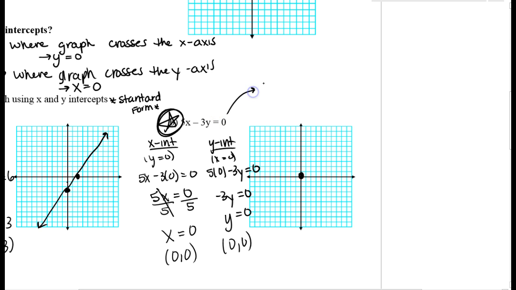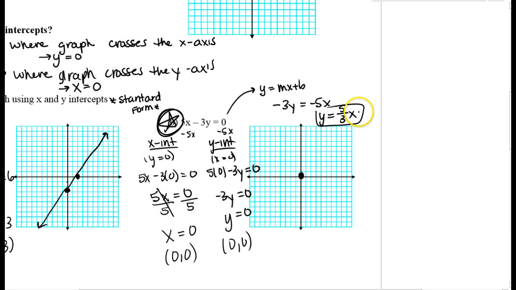So we need to turn it into y equals mx plus b. We need to put it in slope-intercept form. So I subtract 5x from both sides. Gives me negative 3y equals negative 5x. Solve for y, positive 5 over 3x. Now I can graph that.